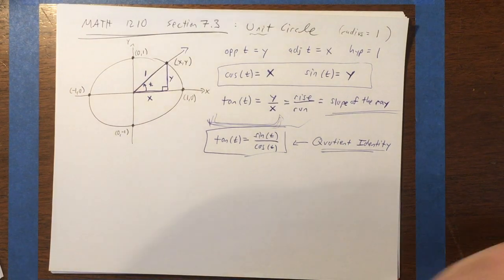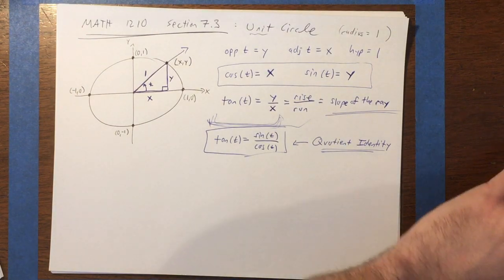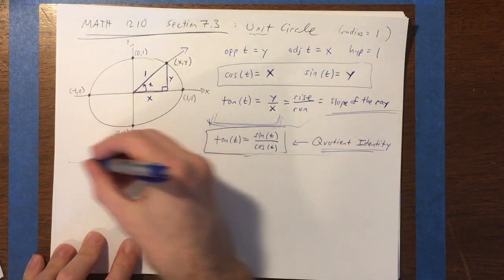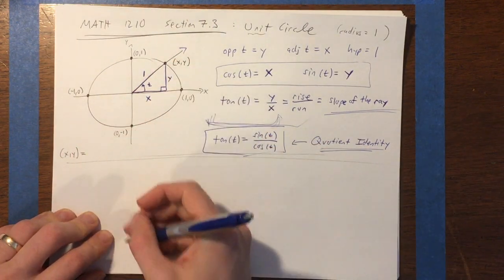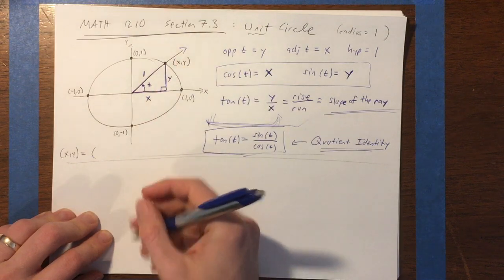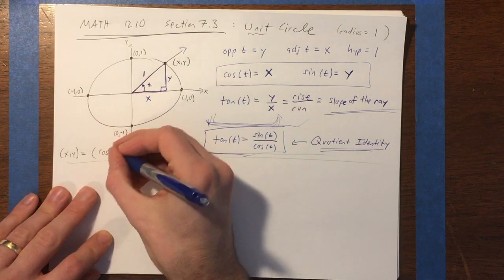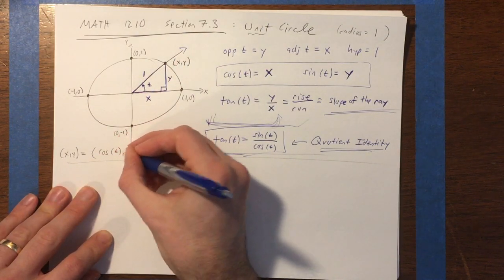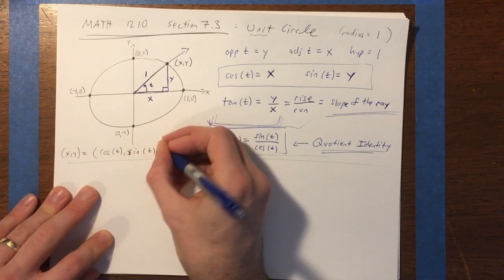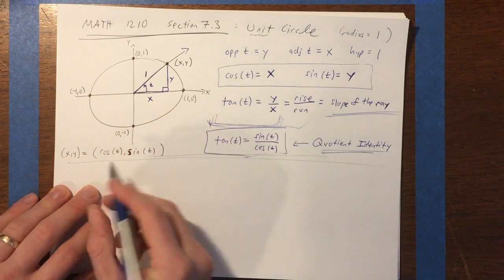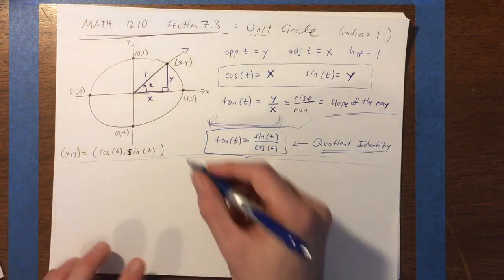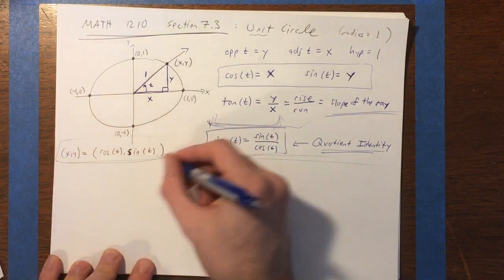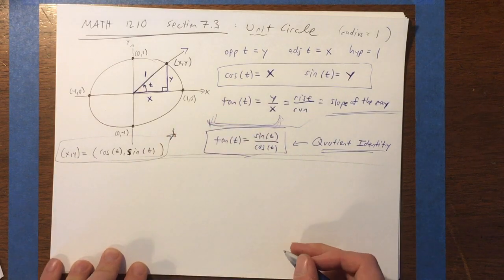So okay, let's take what we've learned here. In particular, we're going to take the idea that (x, y), for the point on the unit circle where the ray crosses it, is equal to (cosine of t, sine of t), where t is the angle of the ray. So cosine gives us the x coordinate and sine gives us the y coordinate. Key idea right there. Okay, put a star by it.